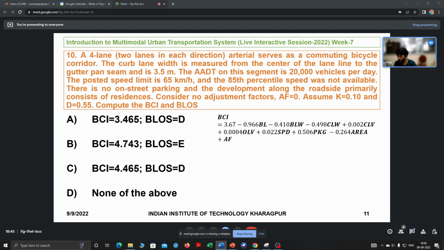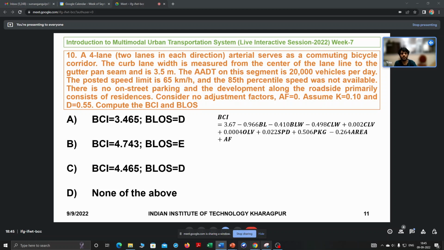Then your BL is 0, your BLW is 0. Then your CLW, the width, is how much? It is 3.5. We did not consider anything else because it is not given. If we had some side distance, that would need to be calculated also, right? But here it is not given, so we won't calculate anything. We will use 3.5 directly. And then what will be your CLV? CLV is 550. So what will be your OLV? 550.